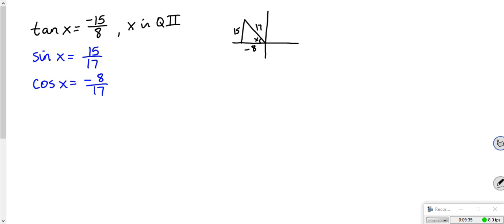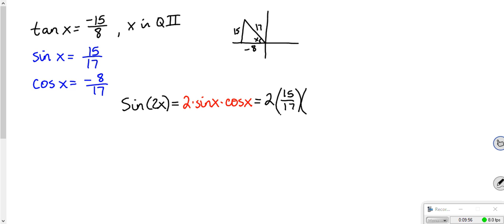So sine of 2x. Again, the formula is 2 times sine x times cosine x. So for us, that is 2 times 15/17 times negative 8/17. Poke that all in a handy dandy calculator and you get negative 240 over 289.